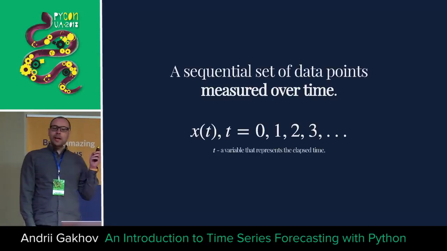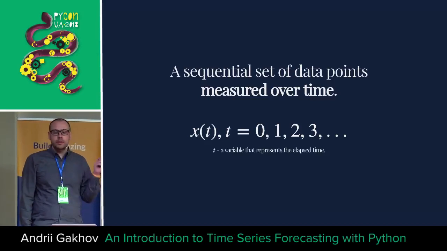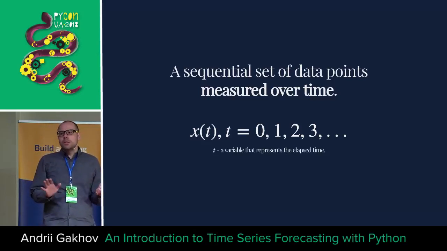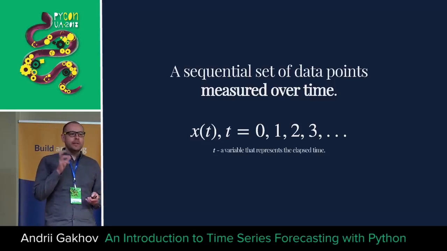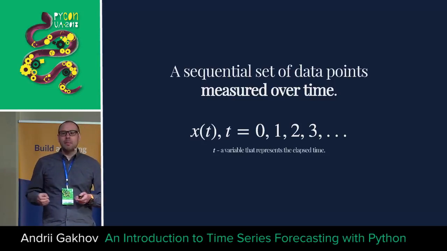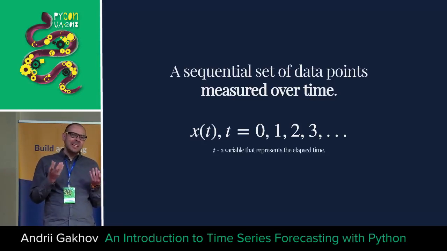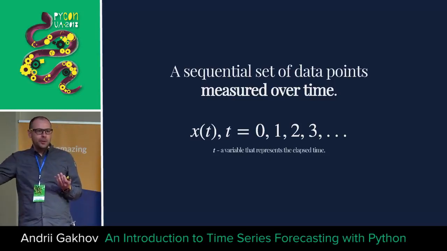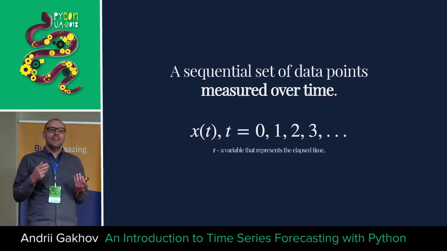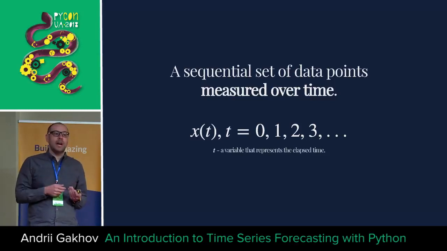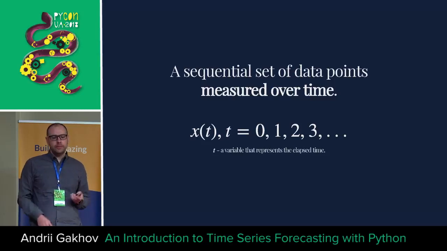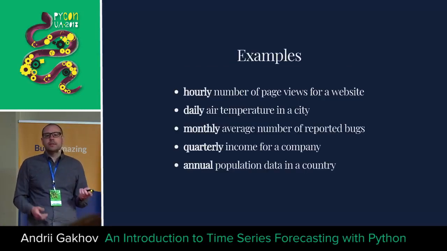So today we will say a time series is a sequential set of data points measured over time. This is the only thing you need to know about time series right now. It's sequential and it's over time. And time itself has a really bad feature: it always goes forward, and you cannot go back. And this is why analysis of time series, analysis of data which relates to time, is different from other analysis, and sometimes it's hard.